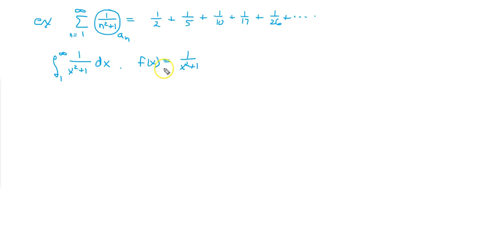We also need to verify that f(x) is actually decreasing. Note that the derivative of this function, if I use the quotient rule, is going to be the bottom times the derivative of the top, minus 1 times the derivative of the bottom, which is 2x, over the bottom squared. We get something which is certainly negative for all x bigger than or equal to 1, and so this is a decreasing function. So we can apply the integral test.